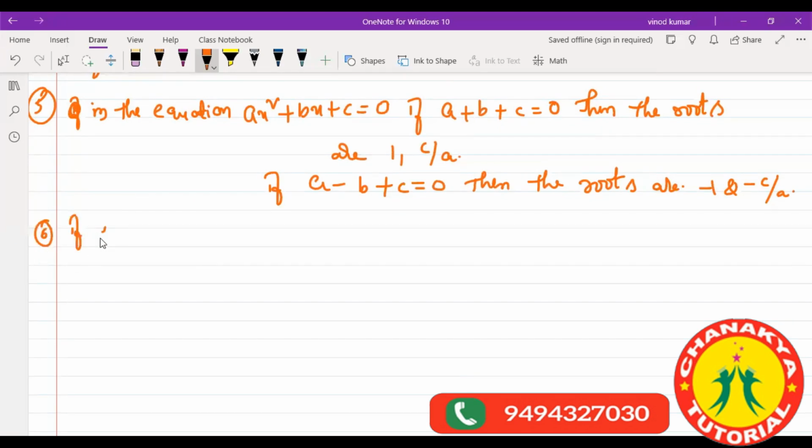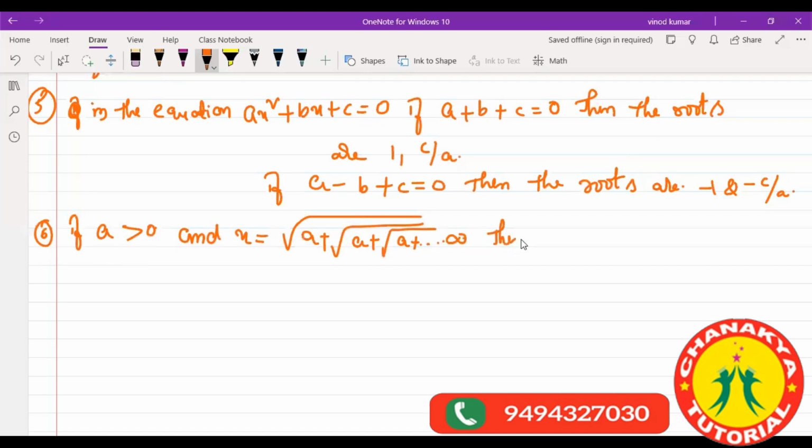And next, if a is greater than 0, and x equals square root of a plus square root of a plus square root of a plus, and so on up to infinity, then the x value we can directly write as x equals 1 plus square root of 4a plus 1, all divided by 2.